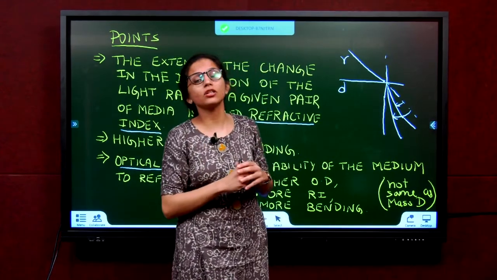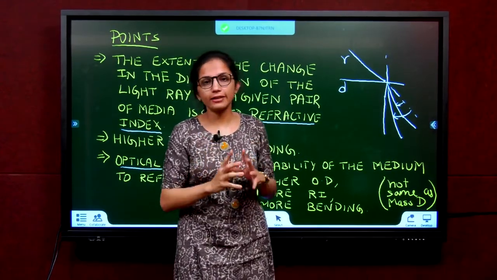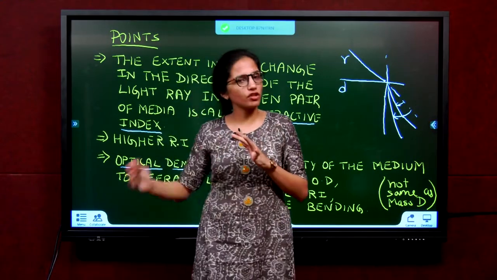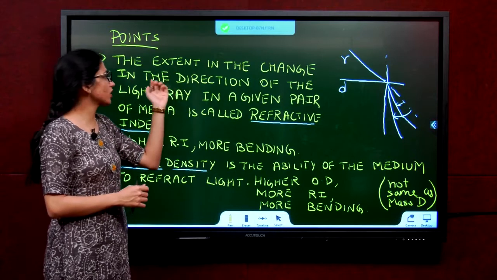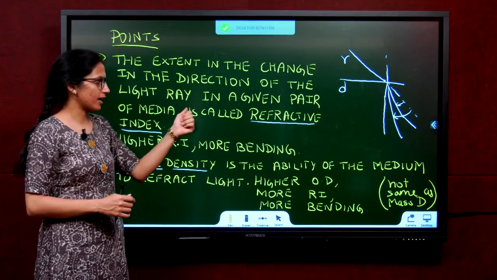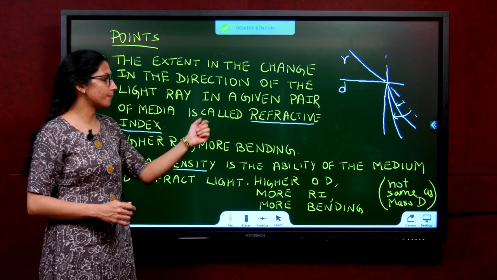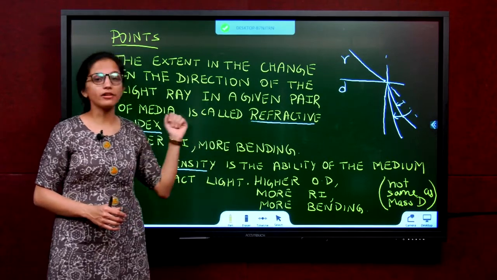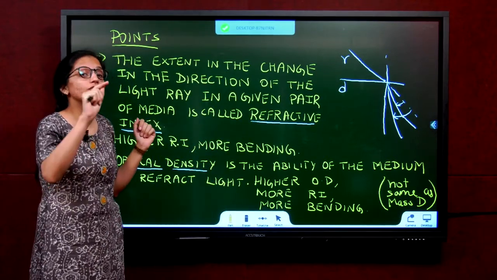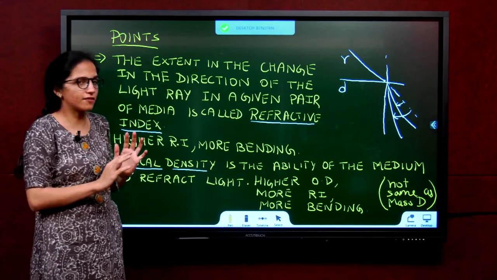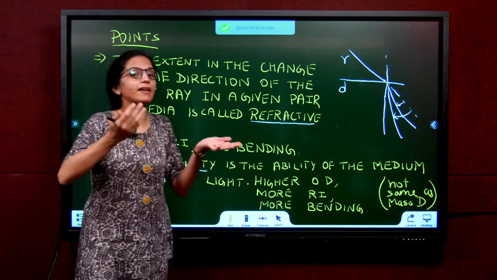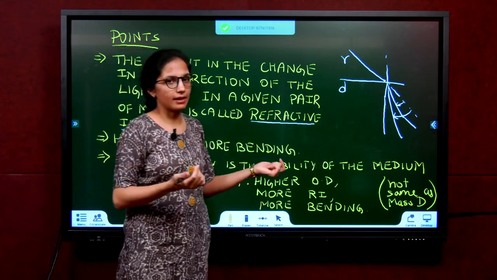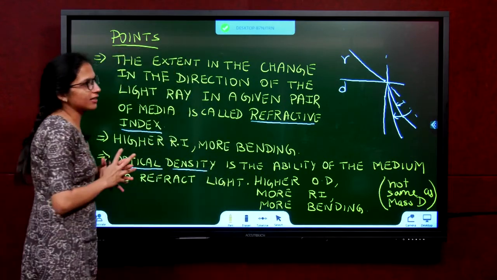It is dependent on the quantity called refractive index. The exact definition we'll learn in a later section, but for now understand, the extent of change in the direction of the light ray in a given pair of media is called refractive index. How much extent of change should be there? That is only the refractive index. Exact calculation and definition we will learn. Higher the refractive index, more the bending. Okay?